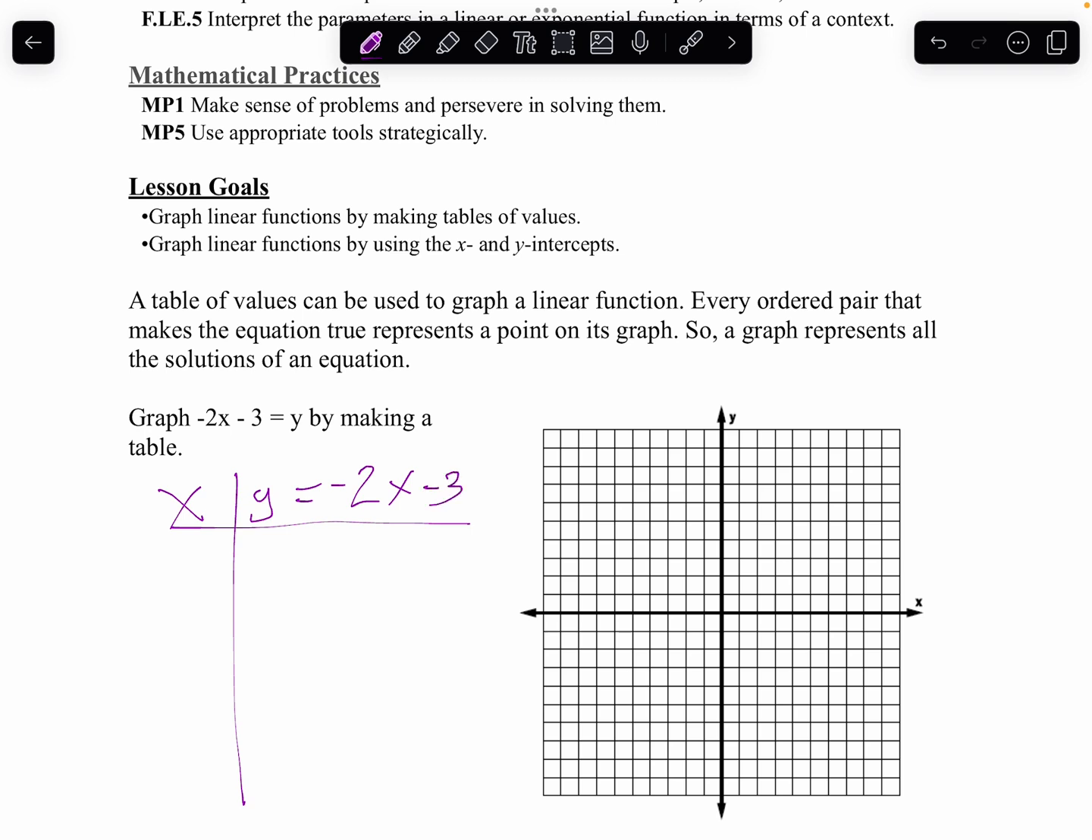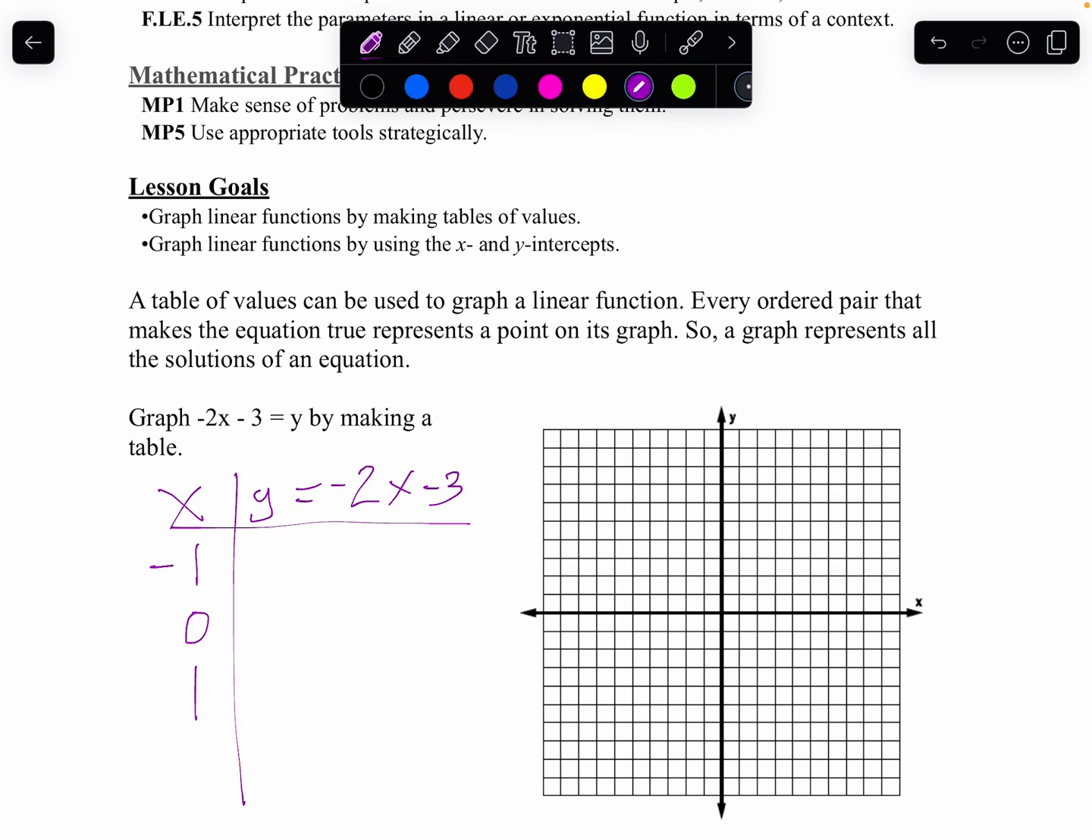I can put in any numbers I want. I like numbers around 0. So the numbers I like are negative 1, 0, and 1. Now let's find the value of y. So now I'm going to replace, you're going to evaluate this function when x is negative 1. So I'm going to go negative 2 times negative 1 minus 3.